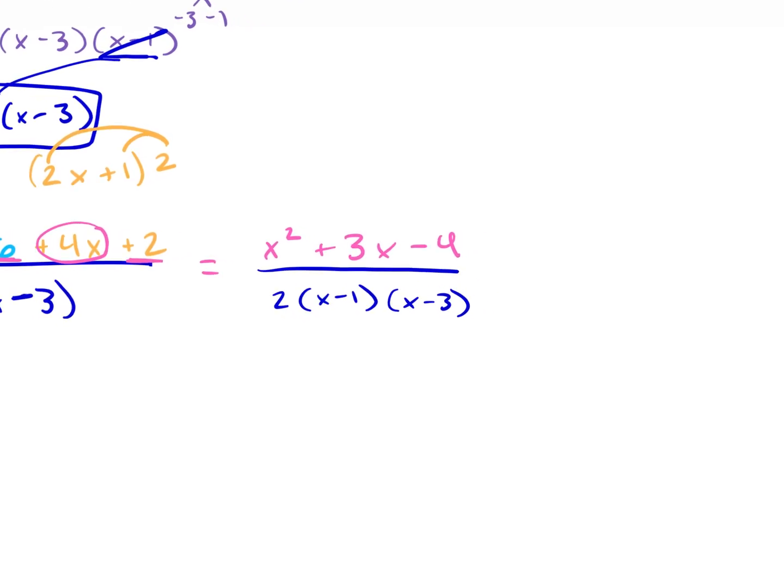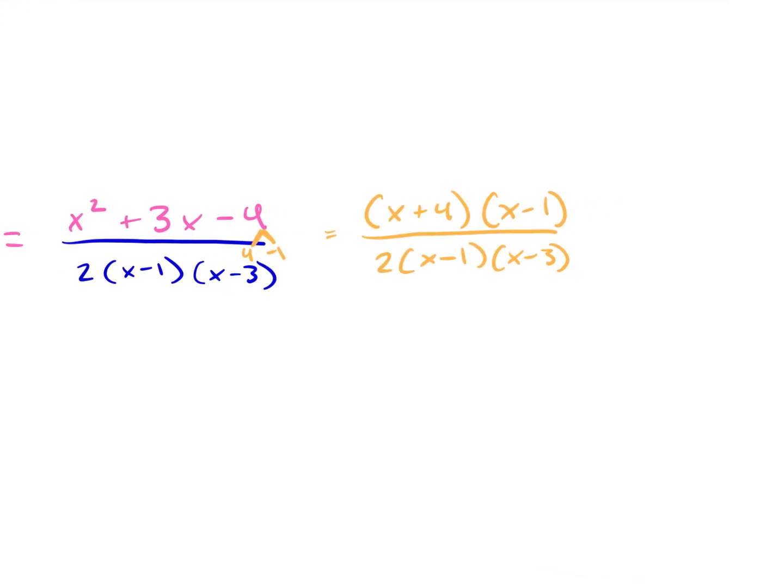Last step is we have to make sure we can't simplify any more, so we have to check the top and see if we can factor. Do I have two factors of negative 4 that add to 3? 4 and negative 1. So the top factors into x plus 4 and x minus 1. So 2 times x minus 1 times x minus 3 on the bottom. What happens now?